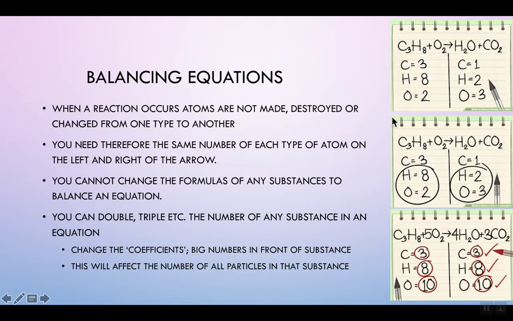What you can do, though, is change the coefficients. The coefficients are these big numbers up the front. And what that'll do is double, triple, or in this case 5 times, everything that comes after it in that formula. So in this case, by putting a big 5 in front of that oxygen, we end up with 10 oxygen atoms. Okay? And we do that to make sure we've got the correct number of each type of atom on the left and the right.